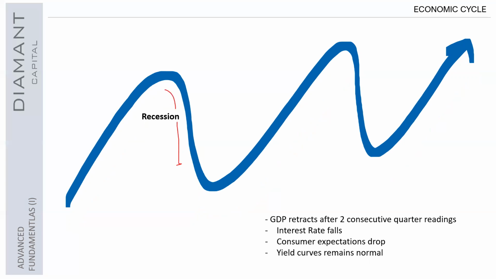The characteristics that you'd usually see in a recession is GDP retracts after two consecutive quarter readings. Interest rates fall, consumer expectations drop, and yield curves remain normal. We're going to be getting onto yield curves and, of course, consumer expectations and interest rates, so refer back to these lessons once you have a proper understanding of those points as well.